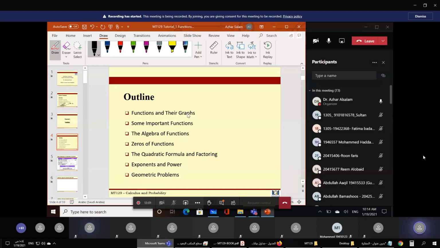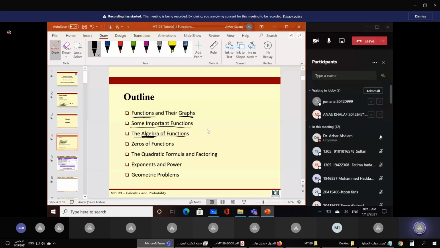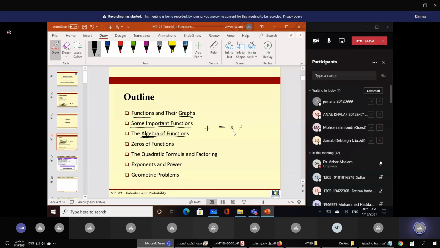Okay, functions and their graphs. We will take some functions and present their graphs, how to make graphs of a function or sketch the function. Some important functions, there are many kinds of functions. And the algebra of functions. What do I mean by algebra? The operations that I make between functions: adding, subtracting, multiplying, and dividing. This is the algebra between functions, and also another operation that we will present later.